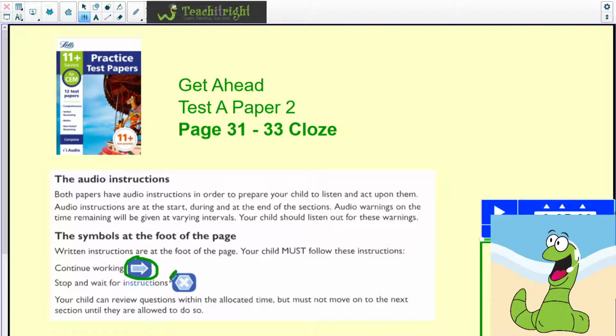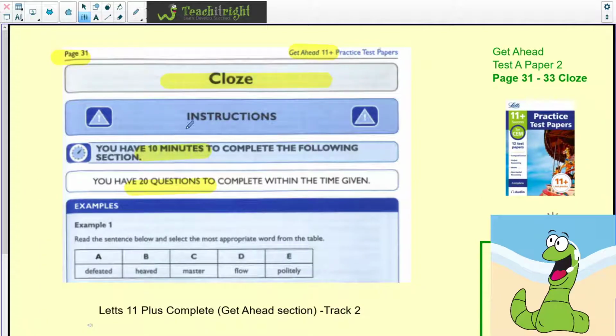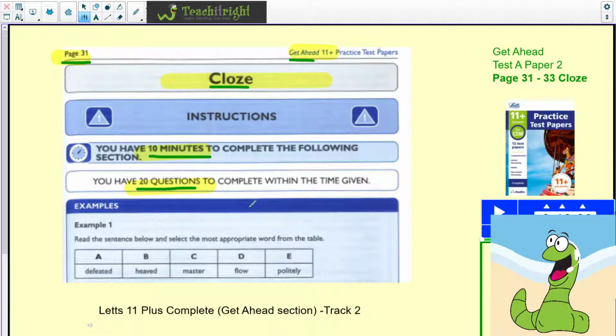I know we've talked quite a bit about these in this block, but do look out for those in your books as well. So we're actually going to be doing the closed passages first on page 31 in the Get Ahead part of your book. You're going to have 10 minutes and 20 questions for you to complete.